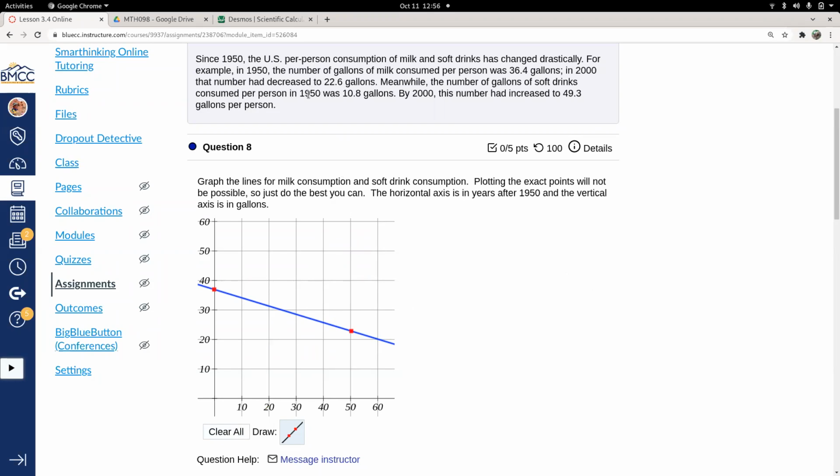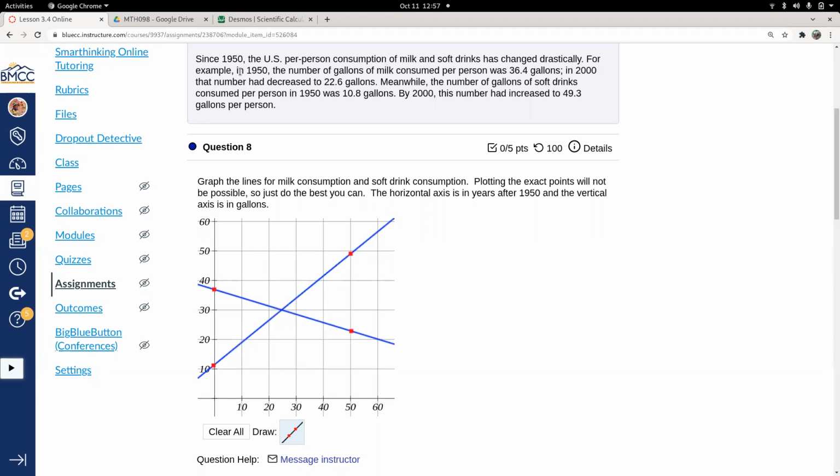So let's see, soda, soft drinks, 10.8 in 1950. 10.8 is around 11. 11 is going to be around here-ish. And then the other point in 2000, 50 years later, 49.3. Ooh, I accidentally put it in the wrong spot, but I can pick it up and move it. 49.3. That's pretty darn close to 50. So somewhere up here-ish. So I think I got those in the right spot. It's always a good idea to double check.